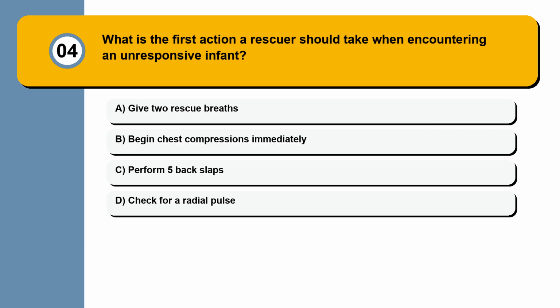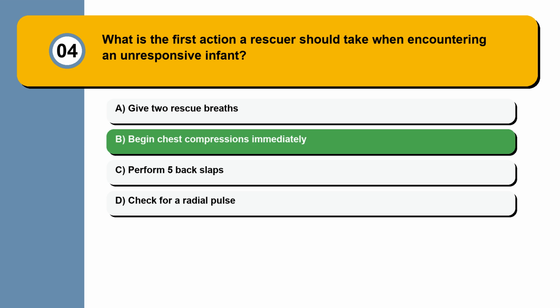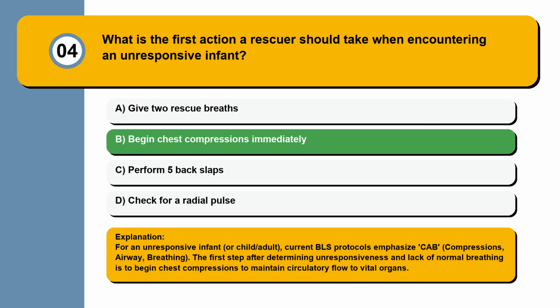Question 4. What is the first action a rescuer should take when encountering an unresponsive infant? Give 2 rescue breaths. Begin chest compressions immediately. Perform 5 back slaps. Check for a radial pulse. For an unresponsive infant, or child/adult, current BLS protocols emphasize CAB: compressions, airway, breathing. The first step after determining unresponsiveness and lack of normal breathing is to begin chest compressions to maintain circulatory flow to vital organs.